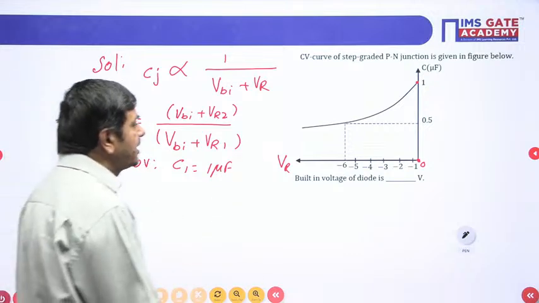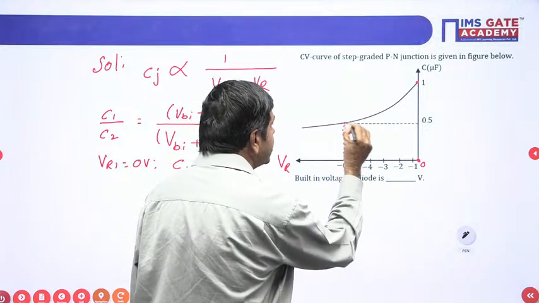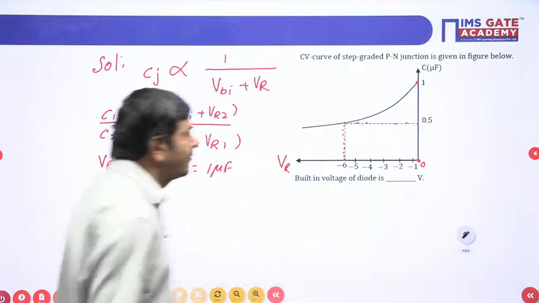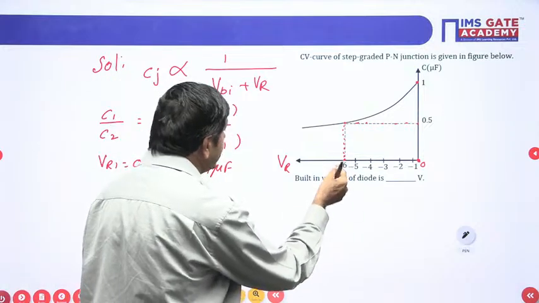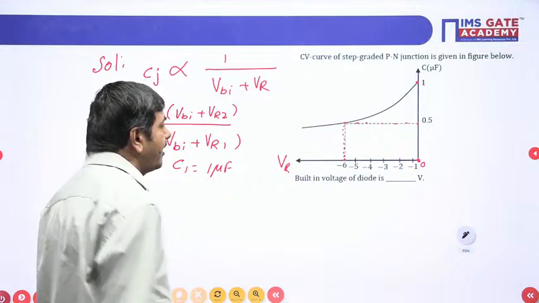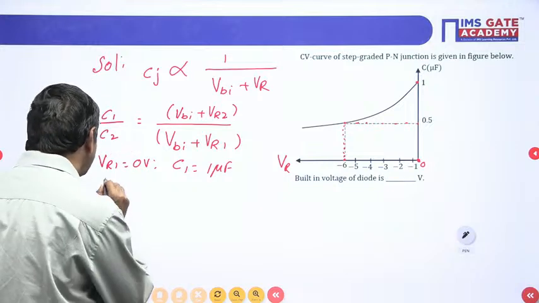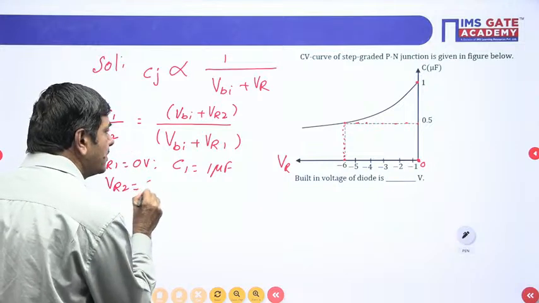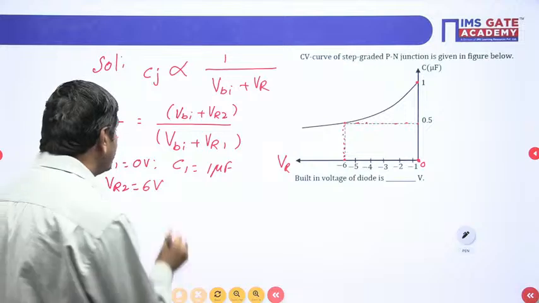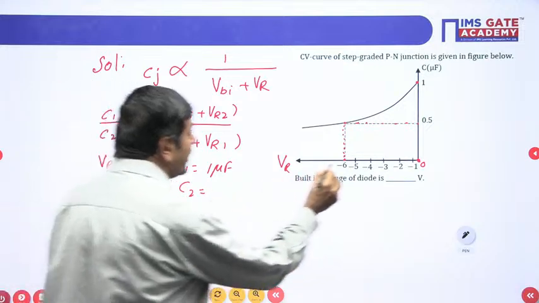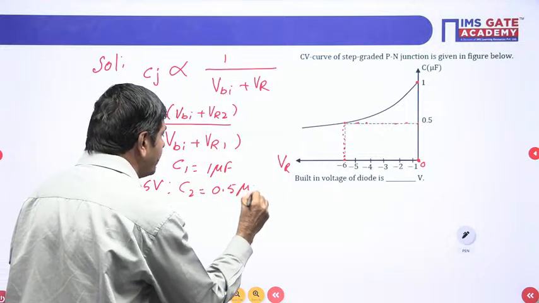The next one is when VR equals minus 6, the corresponding junction capacitance is 0.5 microfarads. But I will not put minus 6, because the minus, when substituted in VBI plus VR, becomes plus. So put the magnitude value directly. I say VR2 equals 6 volts. Don't put minus 6. For 6 volts, the capacitance C2 is 0.5 microfarads.